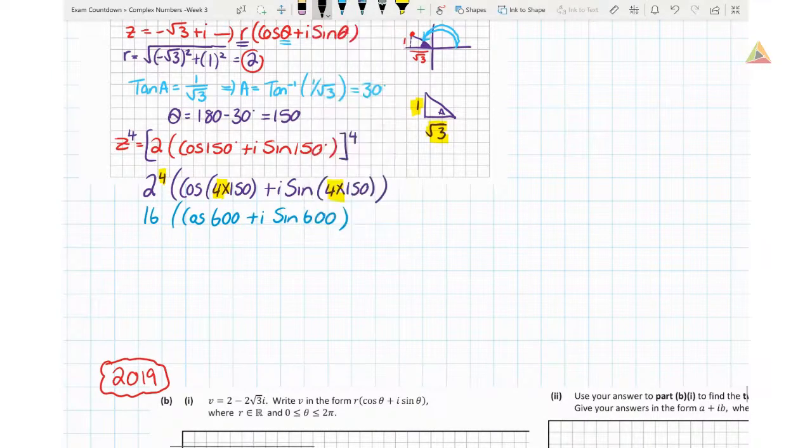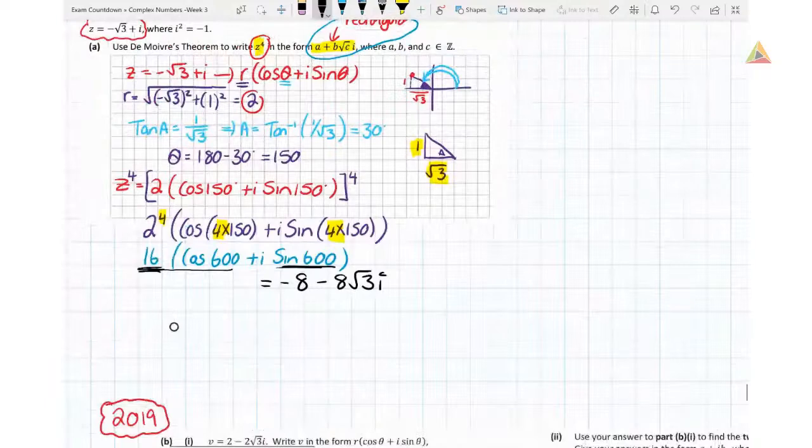So for the real part, it's going to be 16 times cos of 600. That goes into my calculator and I should be getting minus 8. For the imaginary part, it's going to be the 16 times the sine of 600, and that should give us minus 8 root 3, I, because it's the imaginary part.